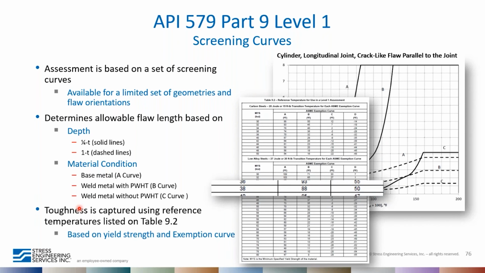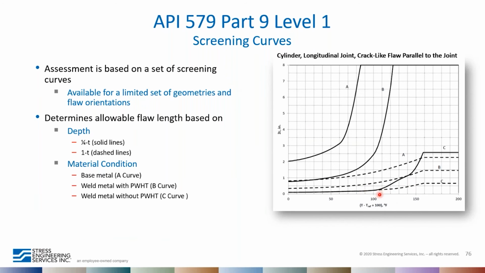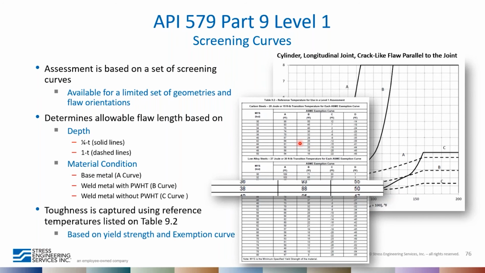and evaluate your flaw. So the way that the toughness is captured is using the reference temperature. If you look at the bottom axis here, we see that the reference temperature, which we previously discussed is an indication of the toughness, can be used, based on the operating temperature and the reference temperature of the component, to position it on the horizontal axis here. And these reference temperatures are available in tables in API 579. So for example, in that previous example, we looked at 38 KSI yield strength, and we found curve A has a reference temperature of 88 and curve B 50. So again, these are tabulated and easy to use.